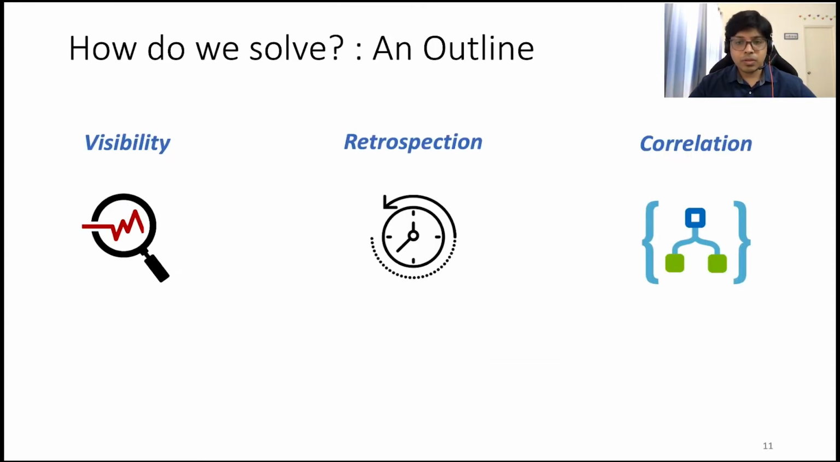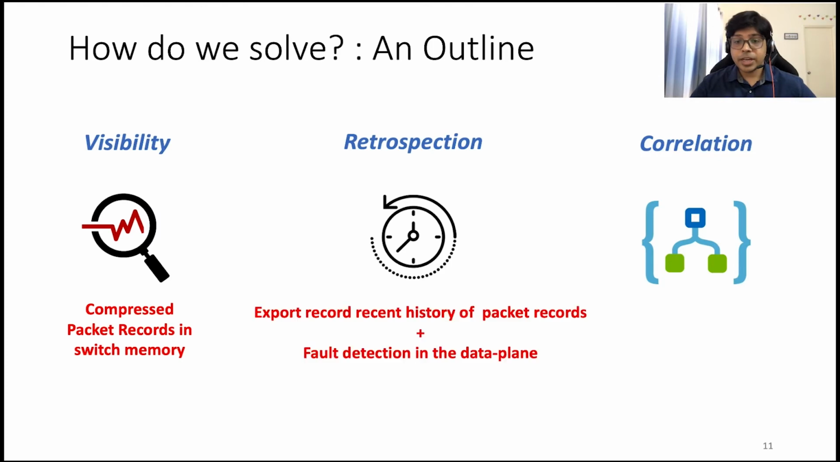So, how do we solve this problem of getting the visibility and retrospection from the network? By leveraging programmable switches, we record packets as compressed packet records with telemetry information inside the switch memory itself. Next, since we cannot afford to flush the recorded data continuously all the time due to the overheads involved, as previously mentioned, we design a fault detection system in the network data plane to selectively export the recorded history to the controller for further debugging.